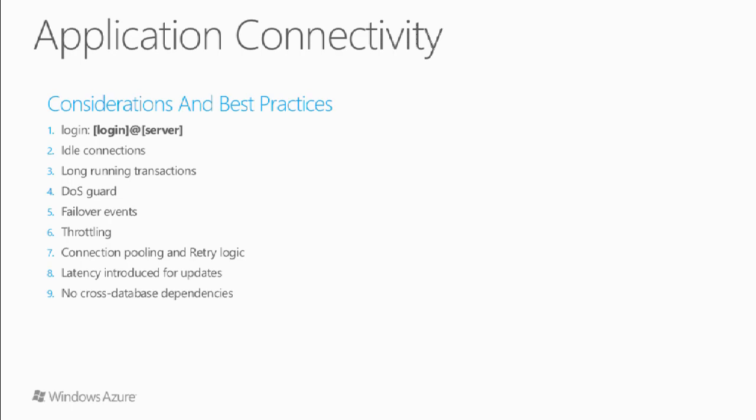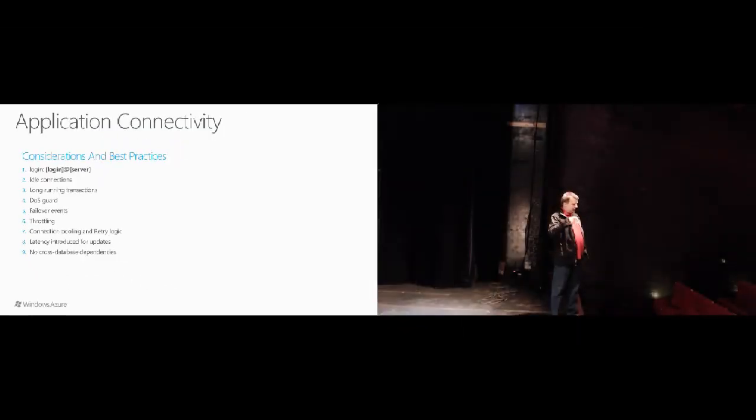Denial of service guard. What are the 2 parameters we include on the end of a connection string for Windows Azure SQL Database that you typically don't see on an on-premise connection? It's trusted connection equals false and encrypt equals true. Those are the 2 things.